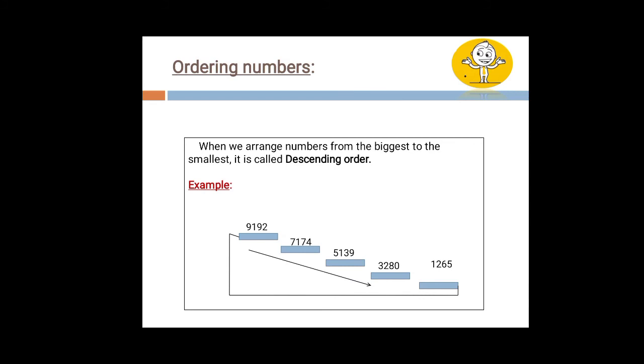When we arrange numbers from the biggest to the smallest, it is called descending order. It means you have to come down the staircase, from the biggest number to the smallest number.